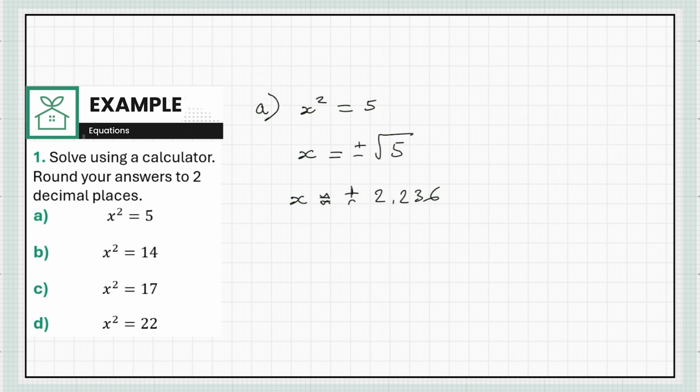So again, we're rounding to 2 decimal places. So here's our second decimal place: 1 decimal place after the decimal point, and then 2. And this one here is our critical digit. Because our critical digit is greater than or equal to 5, we are going to round up. So x is approximately equal to plus or minus 2.24, or we can write x is equal to plus or minus 2.24 to 2 decimal places.